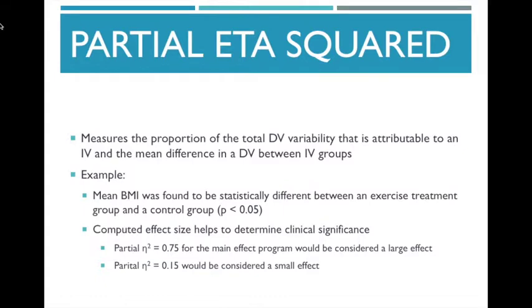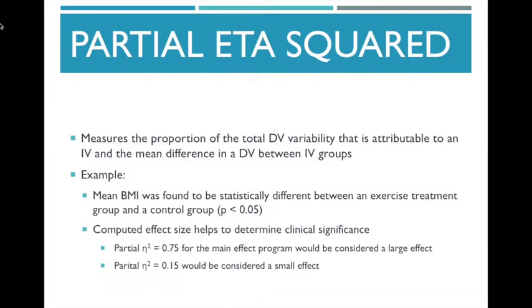The partial eta squared measures the proportion of total variability in the dependent variable that can be attributed to an independent variable, as well as the mean difference in a dependent variable between independent variable groups. For example, the mean BMI was found to be statistically different between an exercise treatment group and a control group, with a p-value of less than 0.05. The computed effect size helps determine clinical significance.